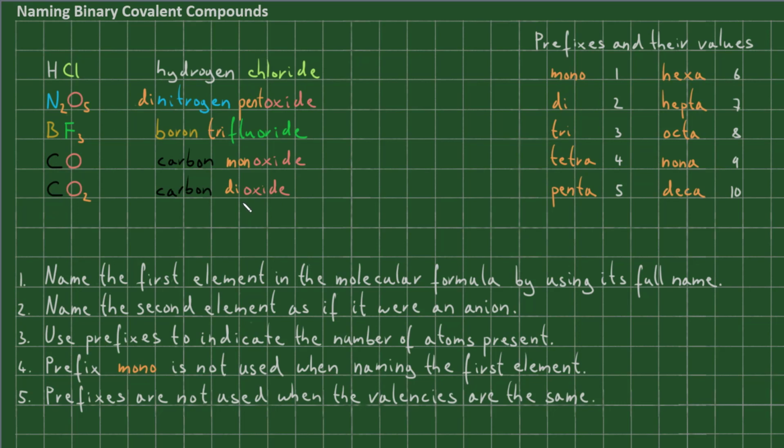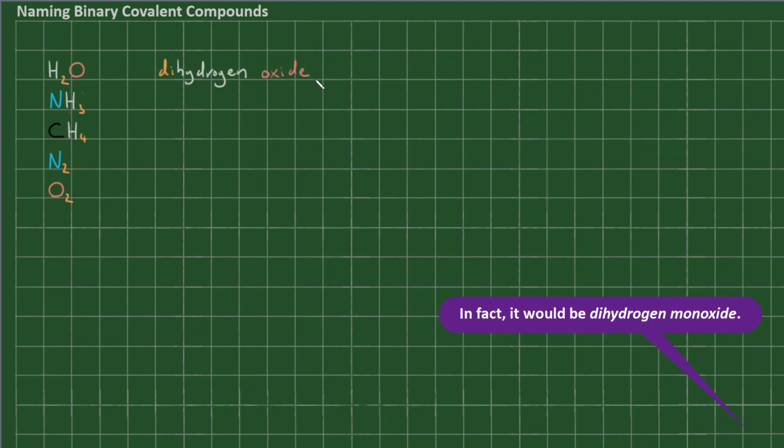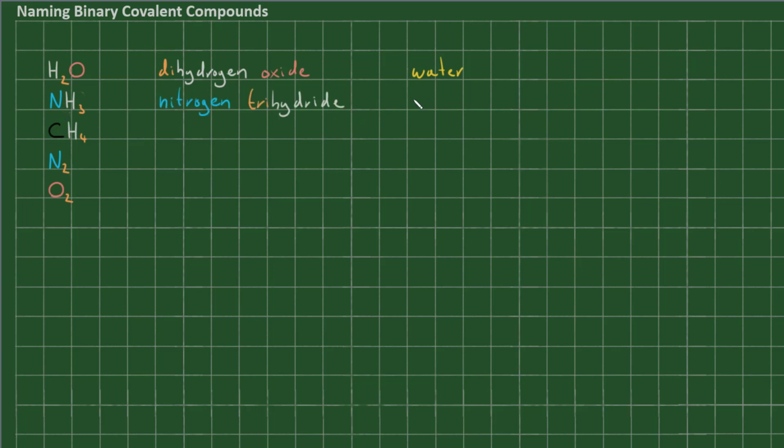As this is chemistry, there are a few exceptions. Let me get rid of this and bring in those exceptions. The first one is H2O. Based on those previous guidelines, this would be dihydrogen oxide. However, no chemist would call H2O dihydrogen oxide. We have a highly technical term for this compound. We would call it water. What about NH3? Based on the guidelines, this would be nitrogen trihydride. However, we would call it ammonia.